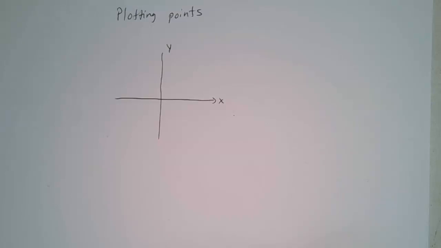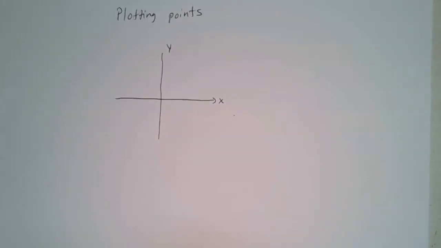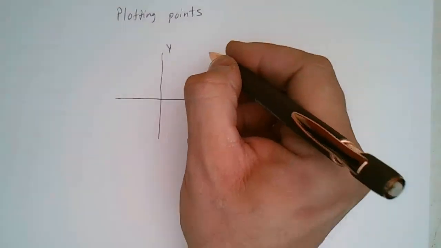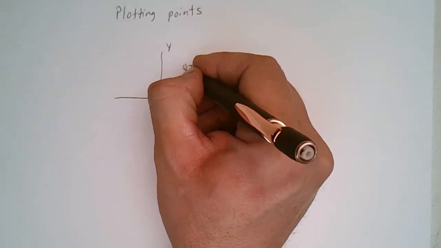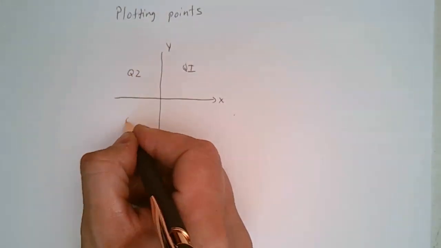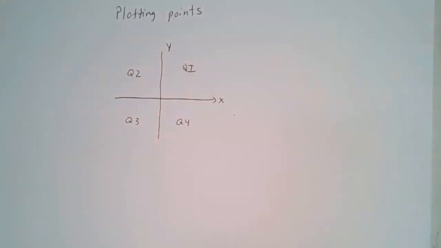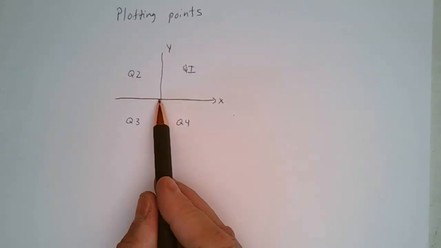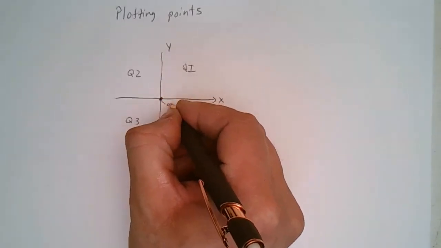Alright guys, so today we're going to talk about plotting points. So here we've got a graph, x and y axis, and if we're going to plot points, the first thing we want to know is our quadrant numberings. So when we talk about quadrants, this guy here is quadrant 1, and this guy here is quadrant 2, quadrant 3, and quadrant 4.